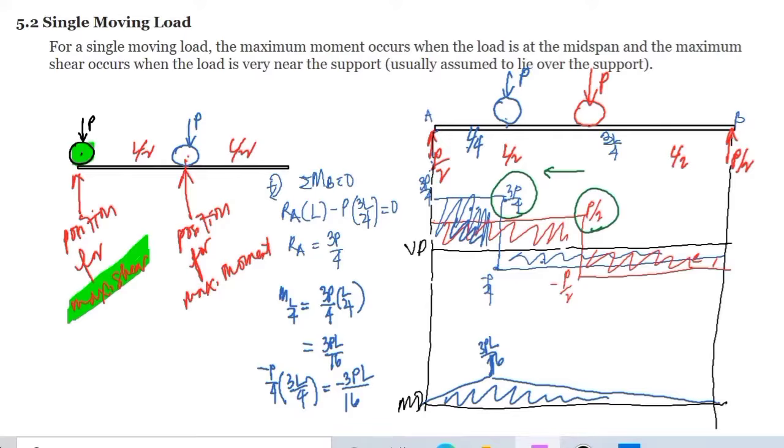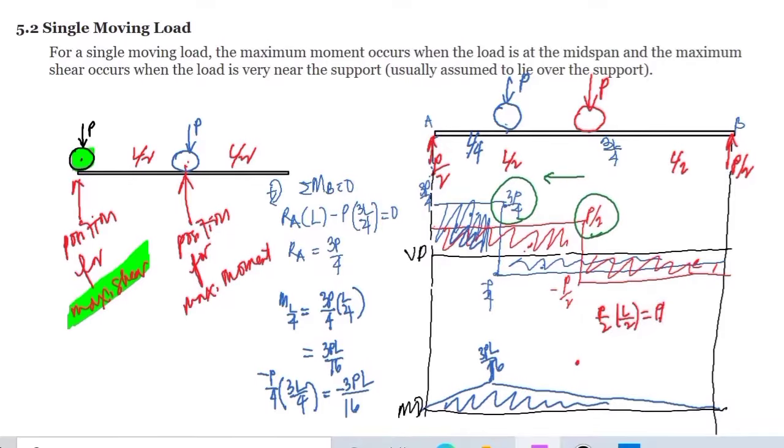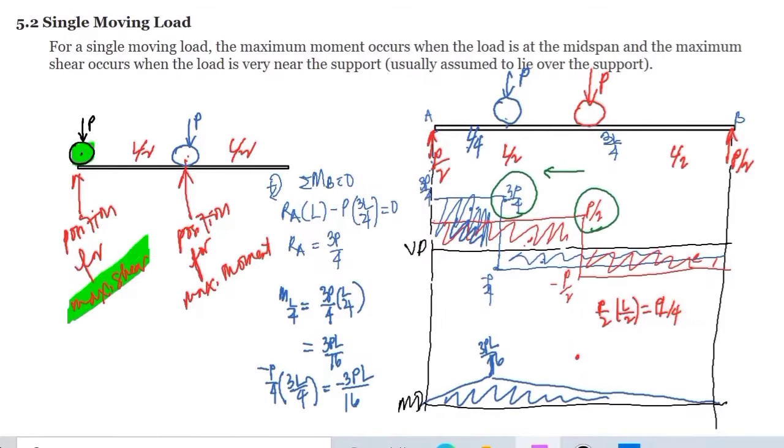And if we are going to compute for the moment, and if we are going to draw the moment diagram at the distance, that is just equal to the area of this rectangle here, and that is just equal to P over 2 multiplied by the distance of L over 2, which is equal to PL over 4. So this would be our moment diagram.